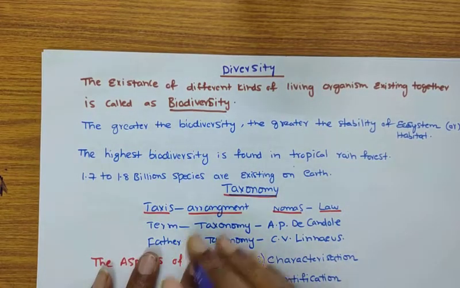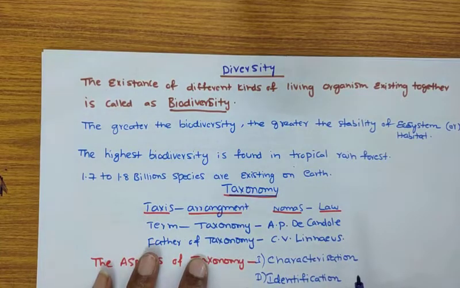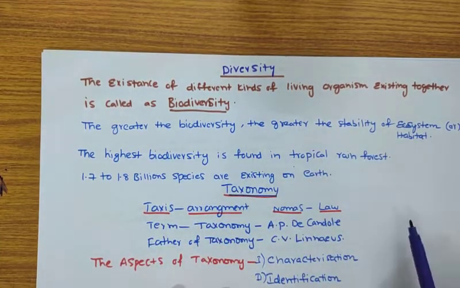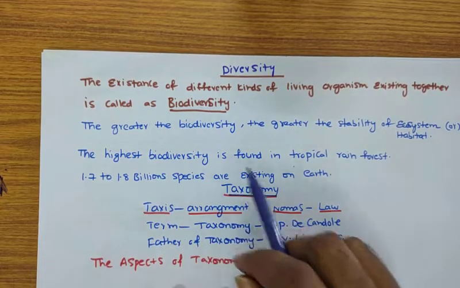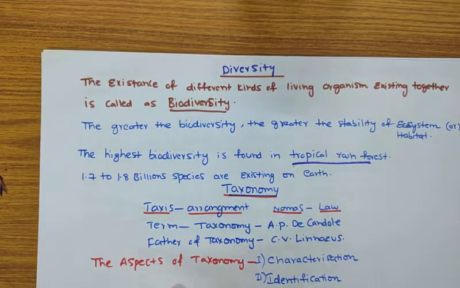The existence of different kinds of living organisms existing together is called biodiversity. The greater the biodiversity, the greater the stability of the ecosystem. The highest biodiversity is found in a tropical rainforest. You know, 1.7 to 1 billion species are existing on Earth.